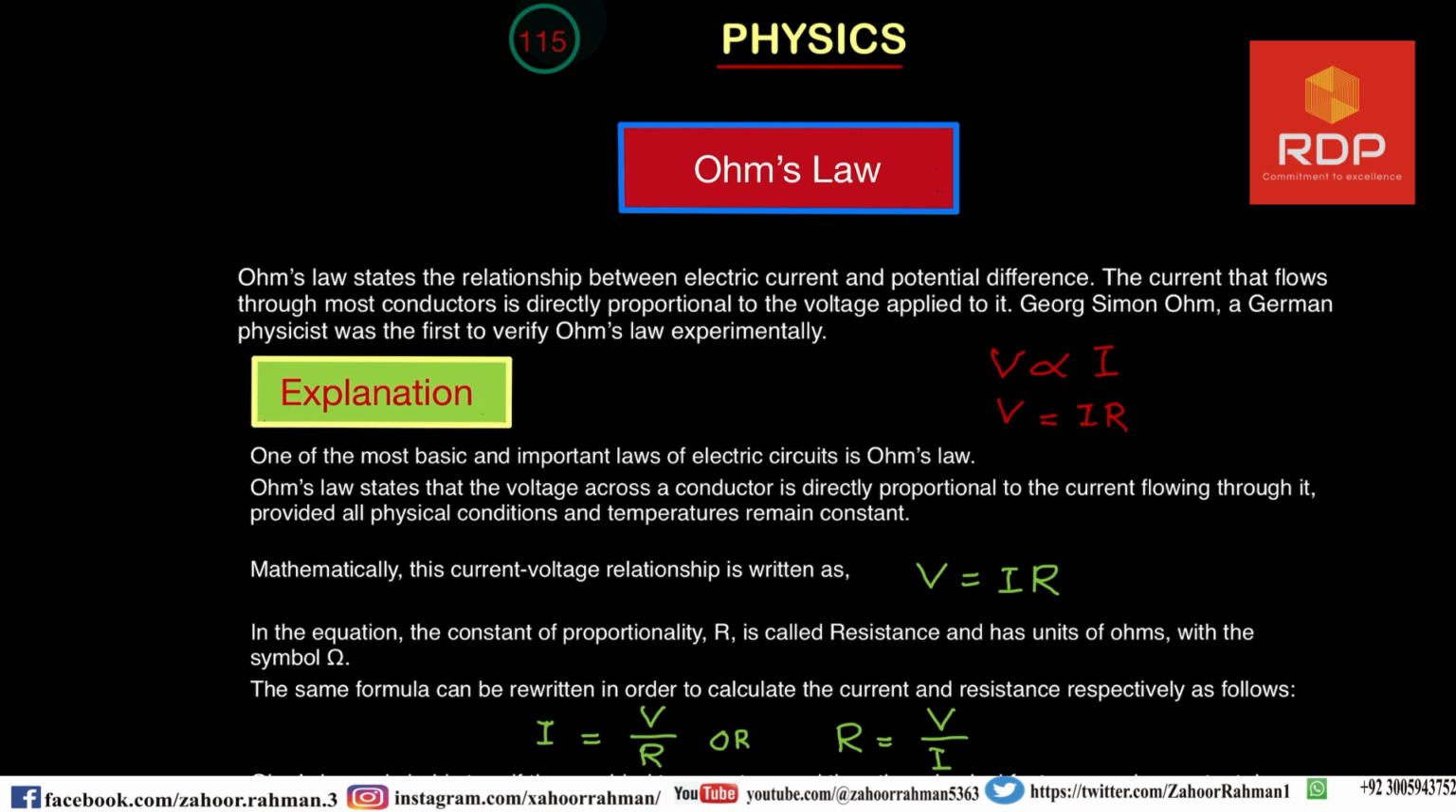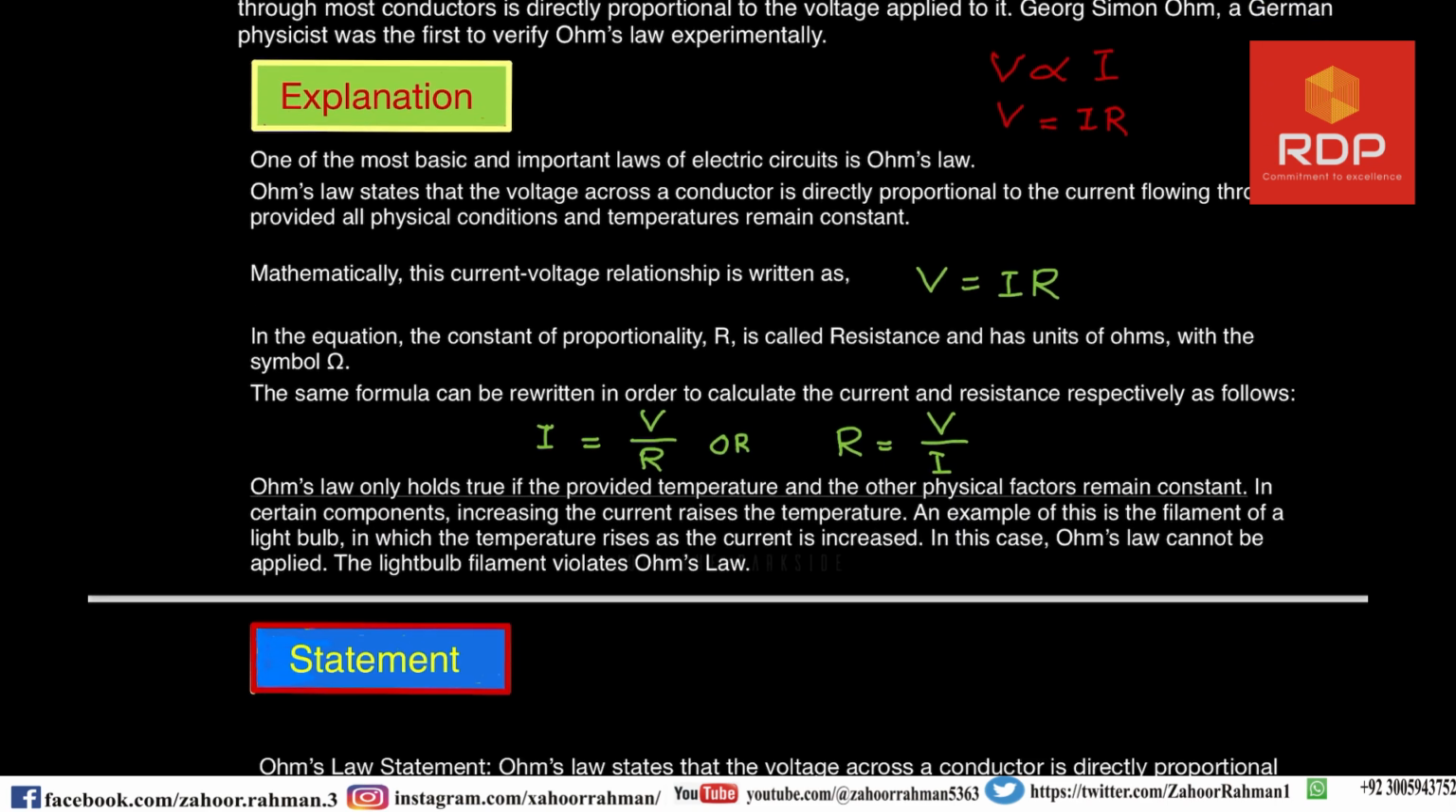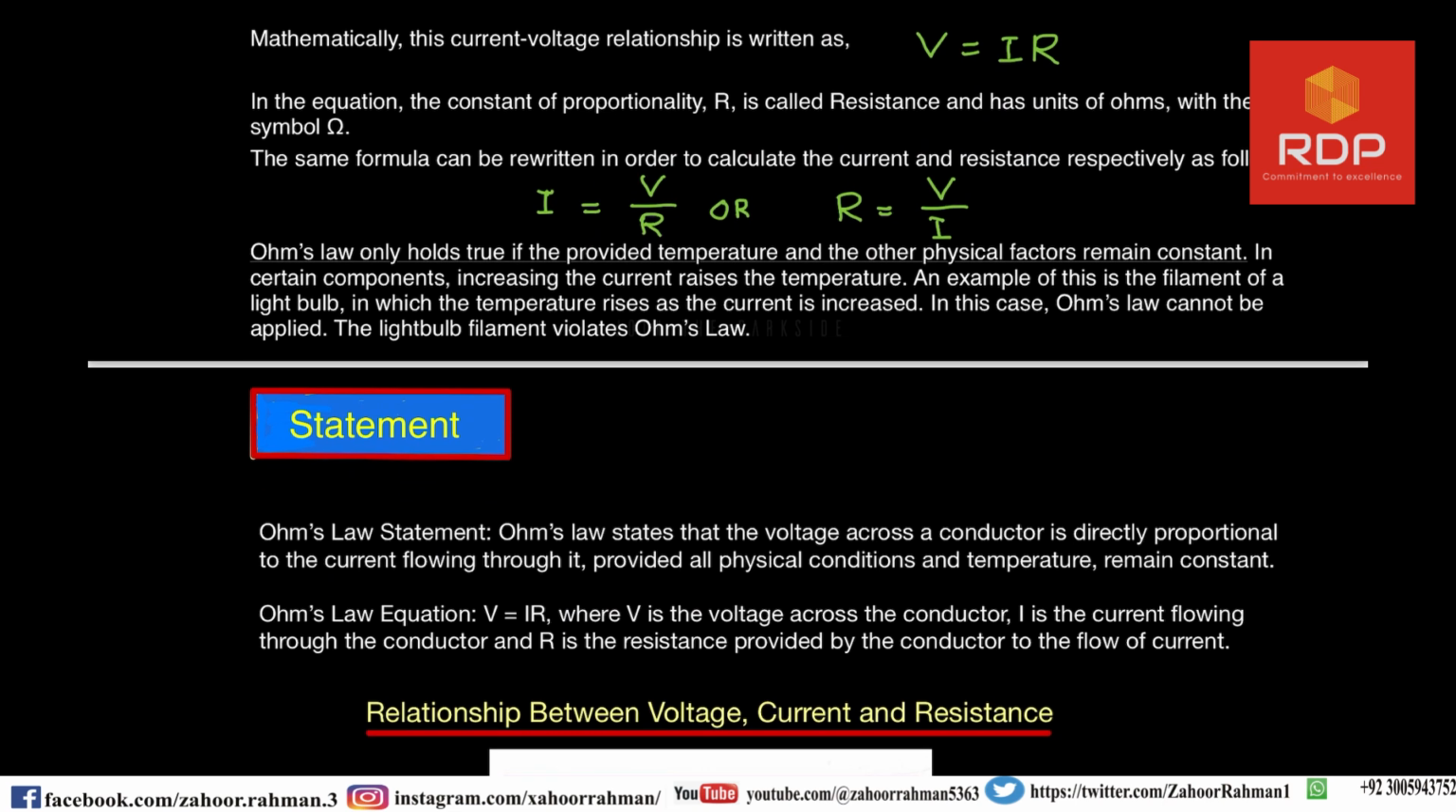Mathematically, this current-voltage relationship is written as shown in the green: V is equal to IR. In this equation, the constant of proportionality is called resistance and has units of ohms, with the symbol Ω. You are quite familiar with this symbol. The same formula can be rewritten to calculate the current and resistance respectively as follows. I is equal to V divided by R can be obtained from V is equal to IR, or R is equal to V divided by I is also attainable from the famous Ohm's law.